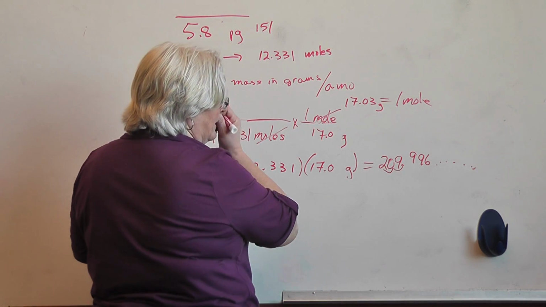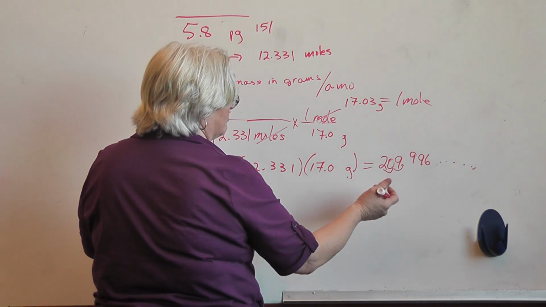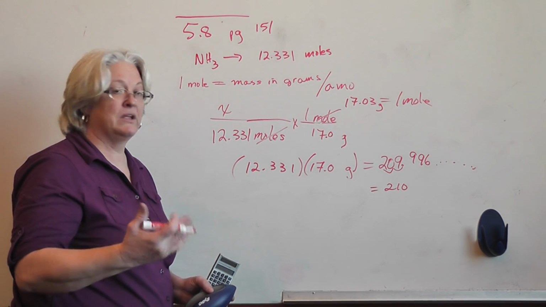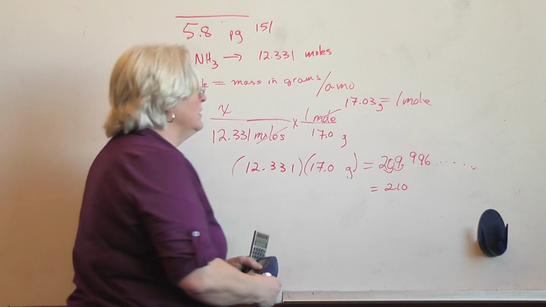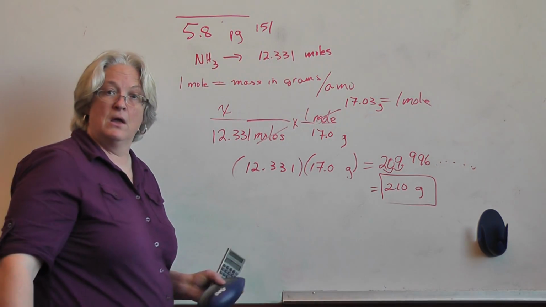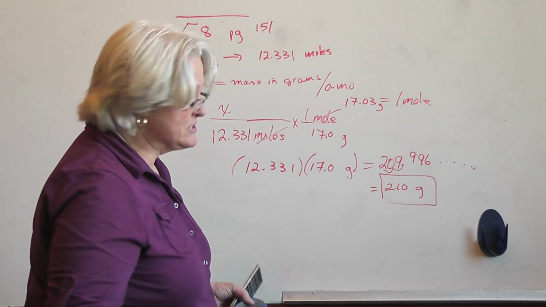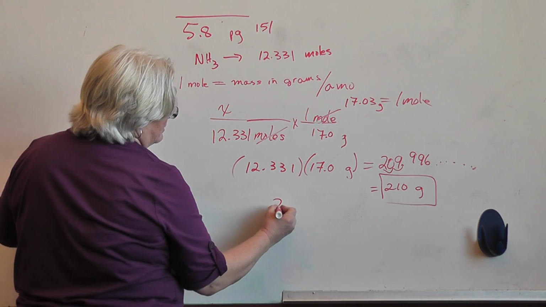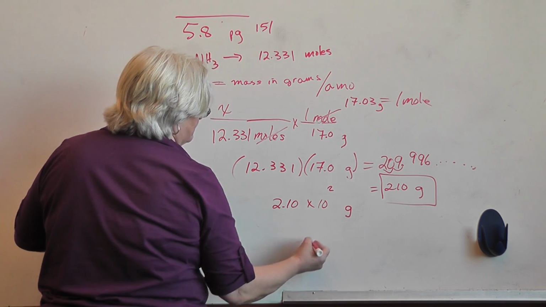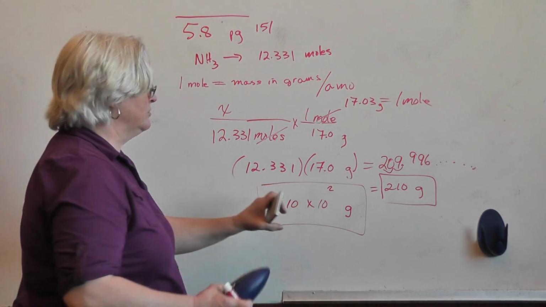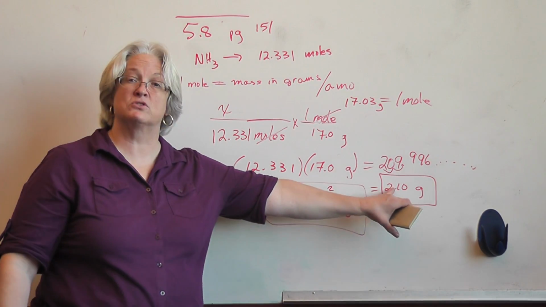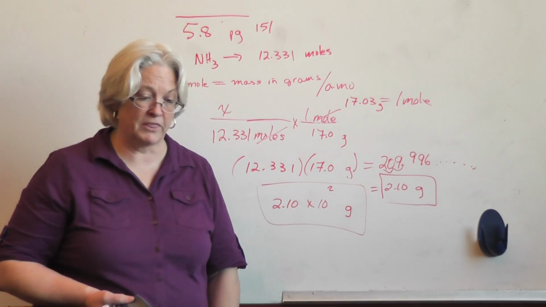So we have 209.996. We try to round that. That's going to become 210, isn't it? Well, you can't use 210 grams because it only has two significant figures in it. So rather than write 210 grams, we're going to convert that into scientific notation. 210 can be written as 2.10 times 10 squared grams. 2.10 has 3 significant figures. Multiply that by 100, and that's the same as 210 grams. So that's how we came up with that answer.